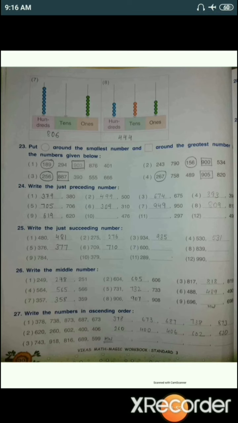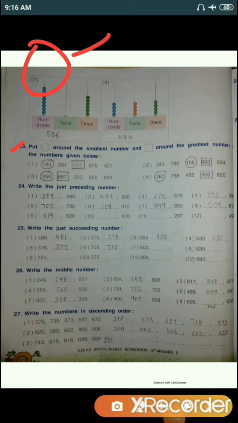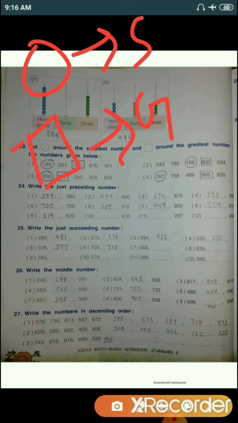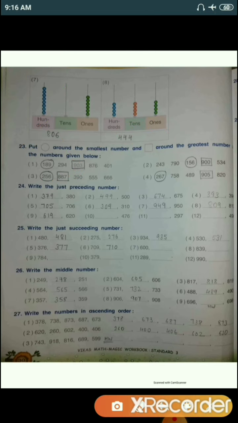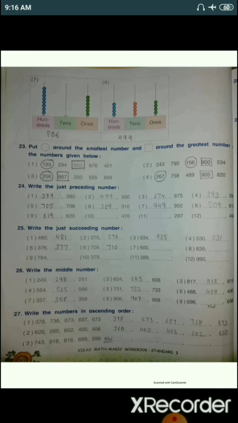Now question number 23. Put a circle around the smallest number and a square around the greatest number. Now what do you mean by smallest number? जो नंबर सबसे छोटा हो. And what do you mean by greatest number? जो नंबर सबसे बड़ा हो. Now let's figure it out.